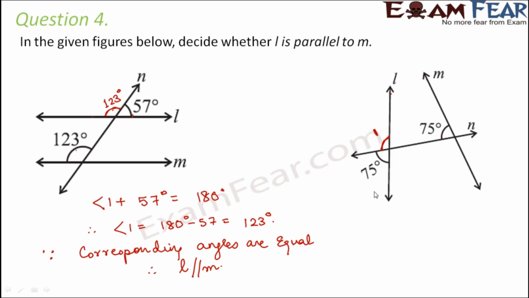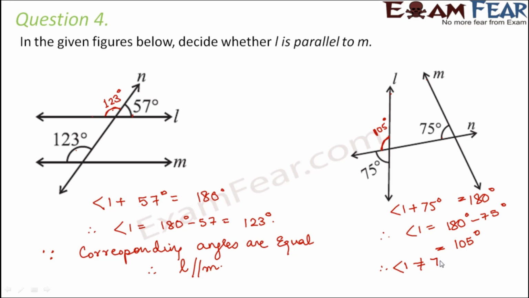So let us call this angle 1. So angle 1 plus 75 degrees is 180 degrees, because it forms a linear pair. Therefore angle 1 will be equal to 180 degrees minus 75 degrees, which is 105 degrees. So basically this angle is 105 degrees. So this angle and this angle are not equal. So therefore angle 1 is not equal to 75 degrees. Therefore L is not parallel to M.